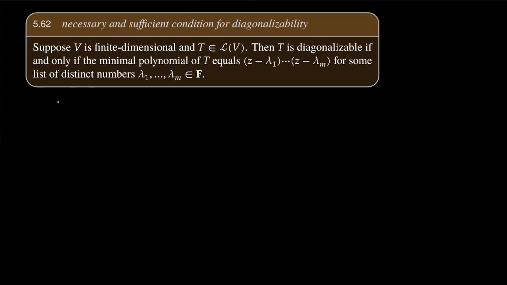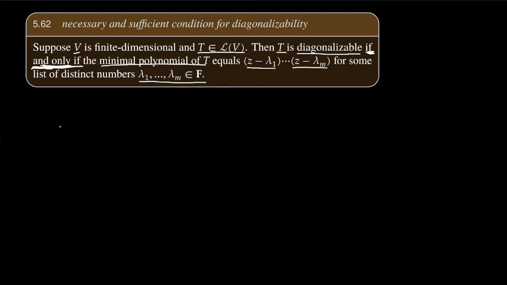So let's get back and start talking about more consequences of diagonalizability, or more characterizations of it. So our first one is as follows. We'll suppose V is finite dimensional, and we'll let T be an operator on V. Then our claim is that T is diagonalizable if and only if, and I'm going to super underline that because this is a full characterization, it's equivalent, the minimal polynomial of T is equal to (z minus lambda 1) times all the way through (z minus lambda m), for some list of distinct numbers lambda 1 through lambda m in the field.